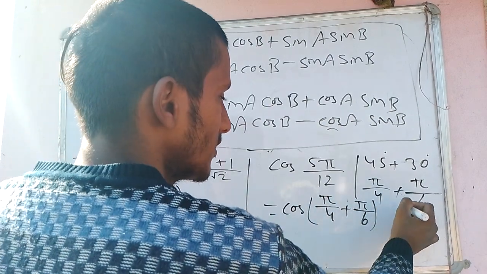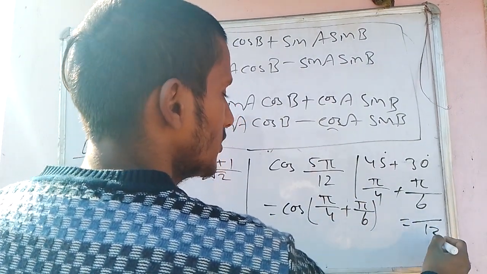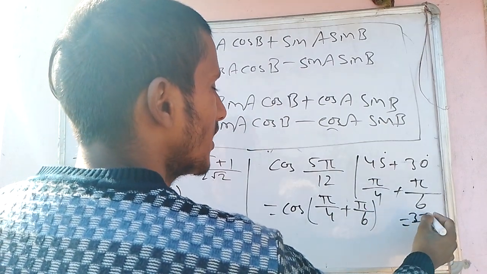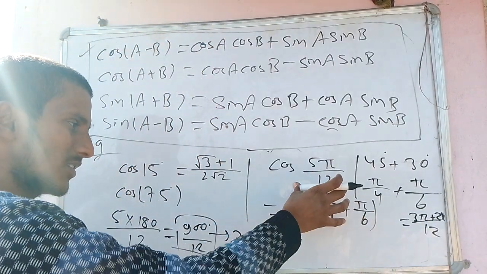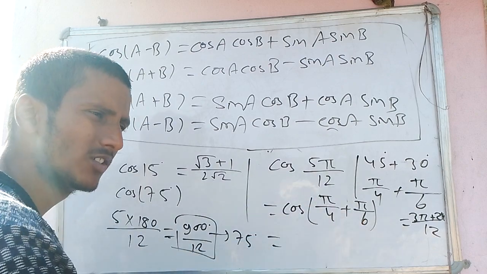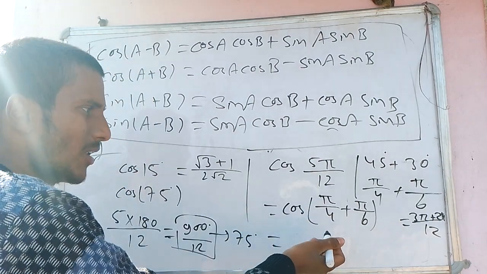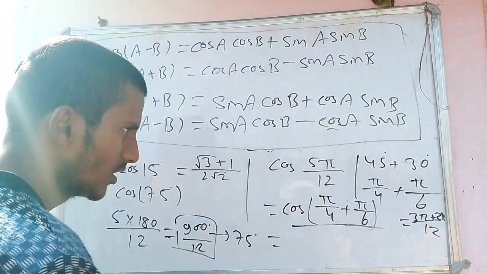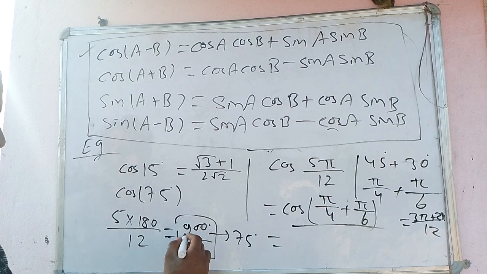Because this is the same as 5 pi over 12. We can write 12 as the common denominator. It's going to be 3 pi, and this is going to be 2 pi. 3 pi plus 2 pi is the same thing as 5 pi over 12. Okay, so you can break this down into pi over 4 and pi over 6. Now the same thing as the previous one. Pi over 4 is 45 and pi over 6 is 30. Okay, so do the computation and you're going to have the value of cosine 5 pi over 12.